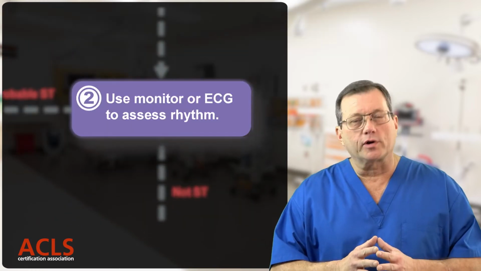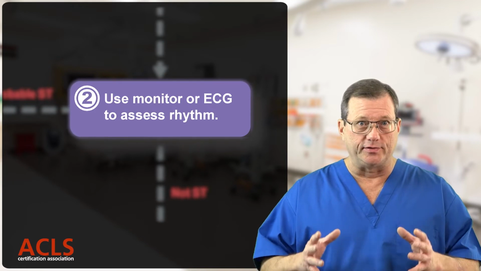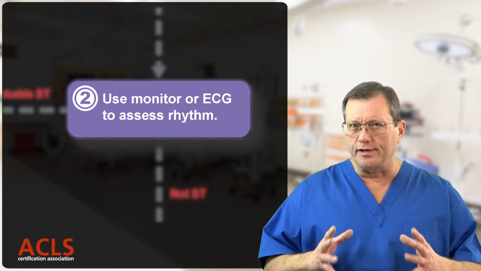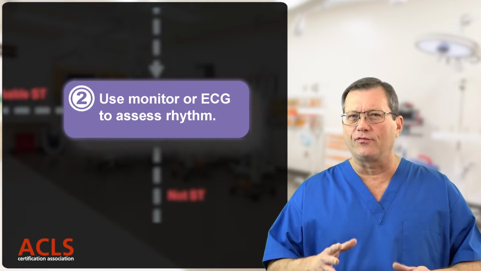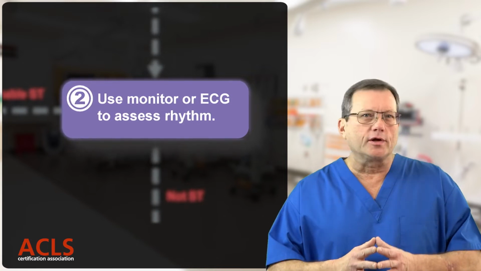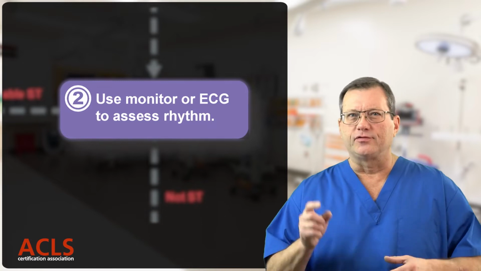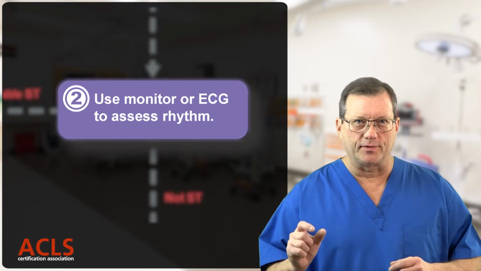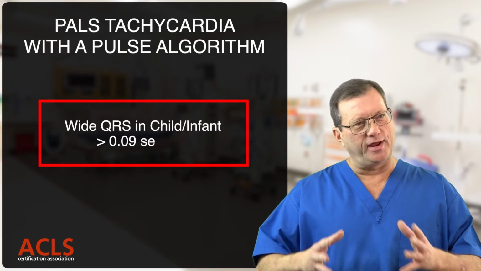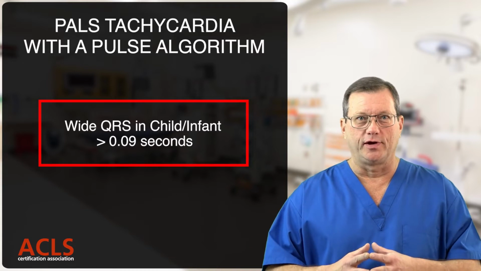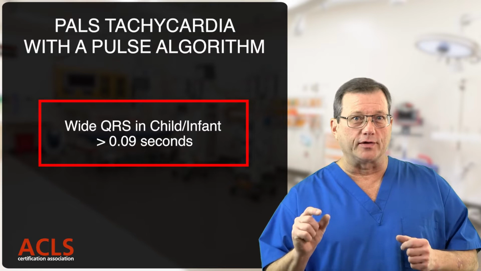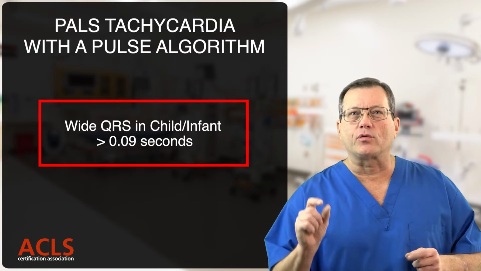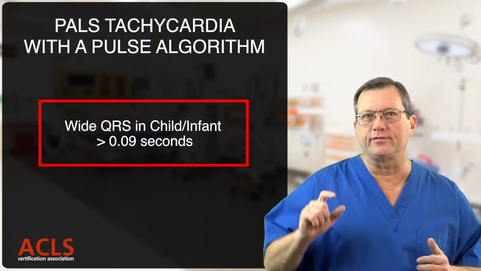Next in the algorithm, we're going to take a look at the ECG, the electrocardiogram. A 4-lead right now would be fine. You can get a 12-lead later on, of course, but a 4-lead is fine. What we're looking for specifically is the width of the QRS. They determined, they being the American Heart Association and the Academy of Pediatrics, that a wide QRS for a child or an infant is greater than 0.09 seconds.